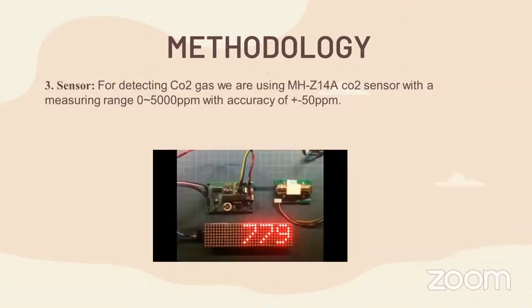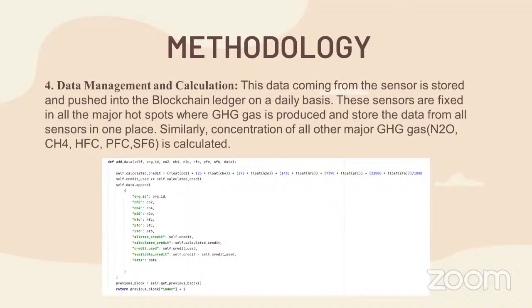Sensors. For detecting CO2 gases, we are using MH-Z14A CO2 sensors with a measuring range of 0 to 5000 ppm with an accuracy of plus minus 50 ppm. Data management and calculations. The data coming from the sensor is stored and pushed into the blockchain ledger on a daily basis. These sensors are fixed in all major hotspots where the GHG gases are produced, and we store data from all the sensors in one place. Similarly, the concentration of all other major gases is calculated. Here we have a snippet where we can see how the other nodes are configured with equivalents. They are taken in grams and converted into kgs.